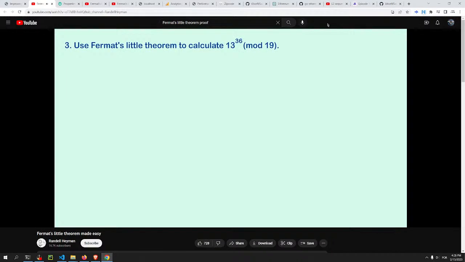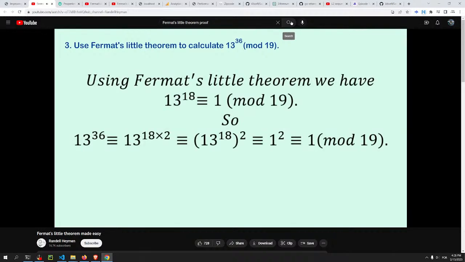Use Fermat's little theorem to calculate 13 to the 36, modulo 19. Now, you can work this out in a lot of ways that don't involve Fermat's little theorem. If you're interested in that, have a look at my video, modular exponentiation made easy, where I go through 3 different methods. But here we're told you have to use Fermat's little theorem. So because 19 is a prime, we know from Fermat's little theorem that 13 to the power of 18 is equivalent to 1 mod 19.